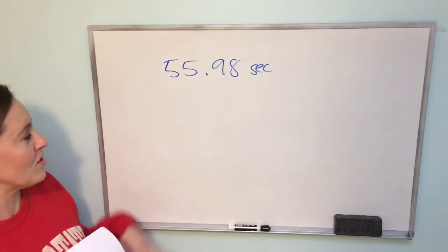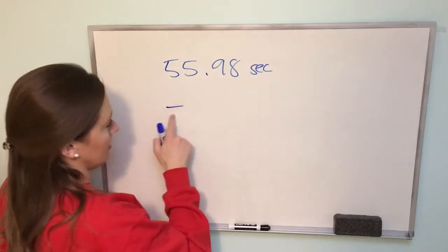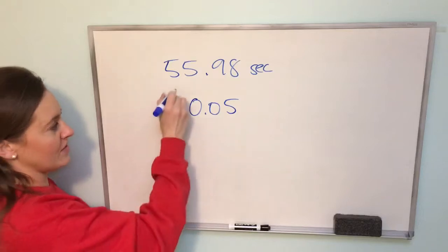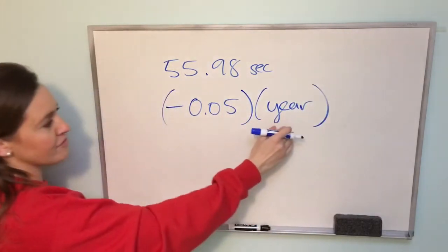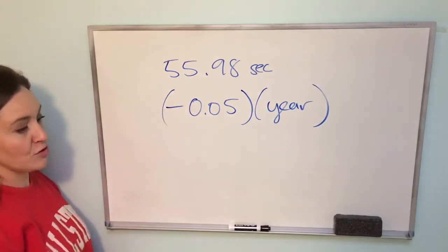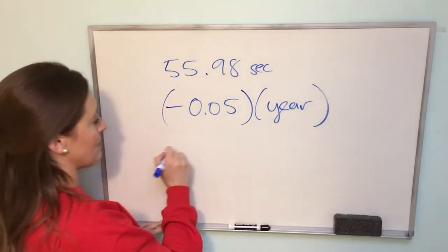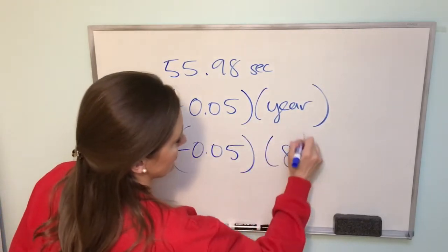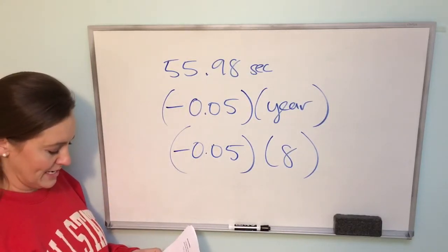Okay, a few different ways to do this one. This is where it started, right? But it's going to fall, so it's going to be negative 0.05 seconds per year. For every year, we're going to lose time, right? You want to lose time because you want to be faster at swimming. So how many years are we talking about in this one? 8 years, right? Because it's from 2012 to 2020.